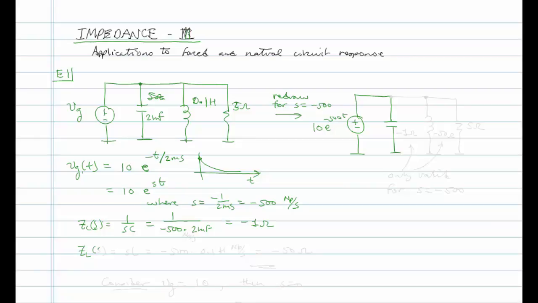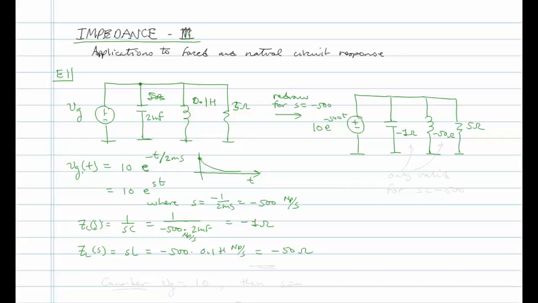The impedance of the inductor is S times L. So minus 500 times 0.1 Henry. And we'll have, I should write nepers per second. I'm being sloppy here with the units. This will be minus 50 ohms. So we can redraw our circuit with actual impedance values. We could say minus 1 ohm and minus 50 ohms. And then R remains 5 ohms.